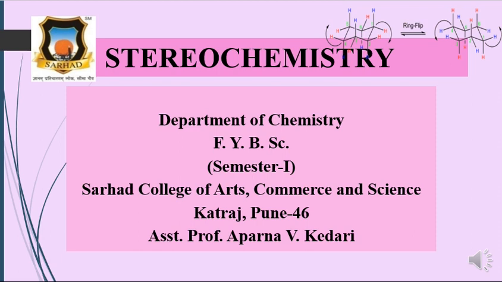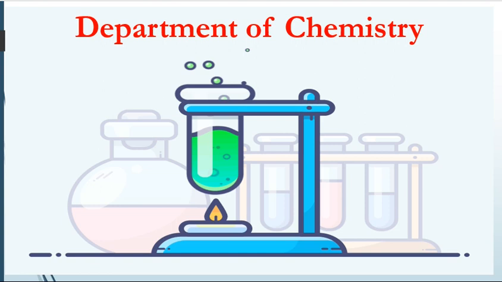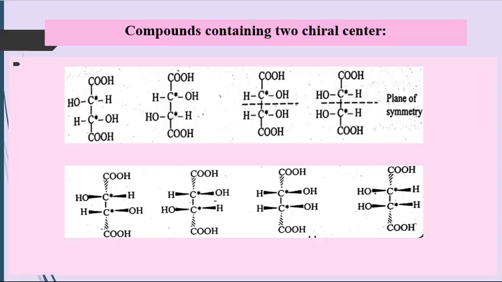Today we are going to study stereochemistry and today's topic is compounds containing two chiral centers. So let's start with compounds containing two chiral centers. In this example, both carbons are chiral centers and they are adjacent.